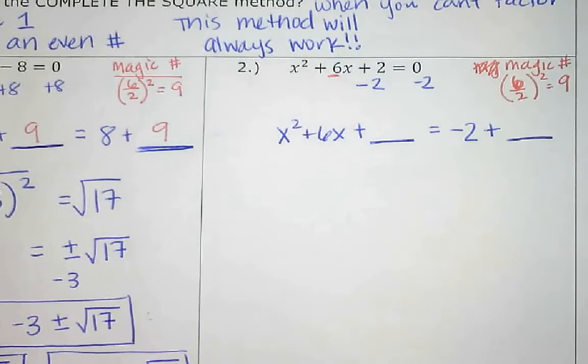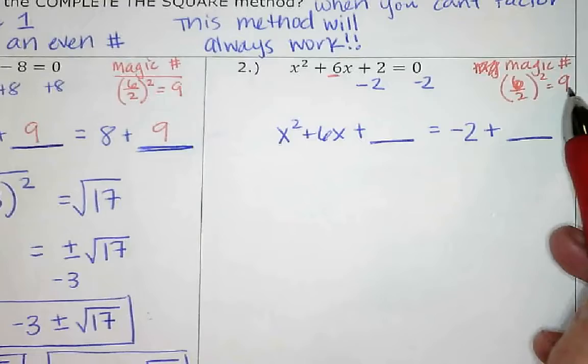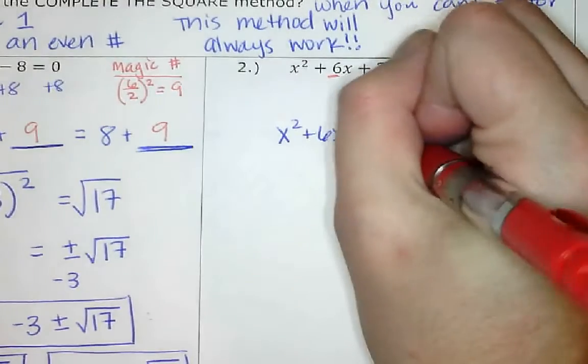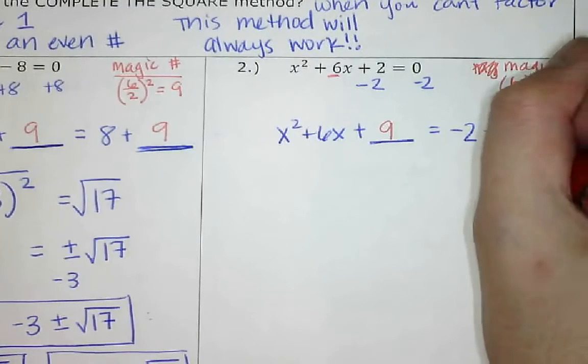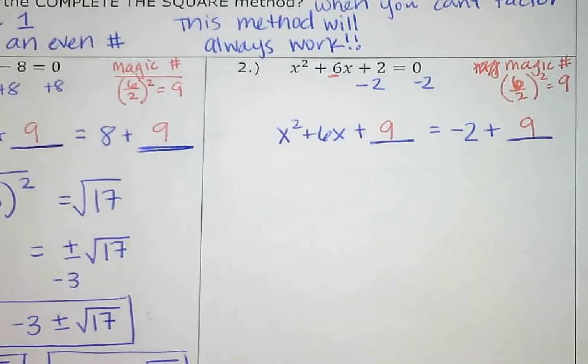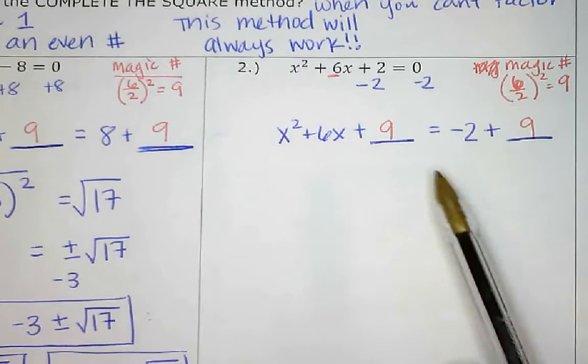Your magic number is not always 9. Please pay attention. It's not always 9. It just happens to be on these first two. So, now that we got a magic number of 9, how can we factor this perfect square trinomial?